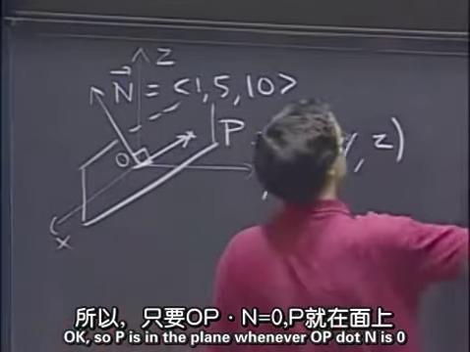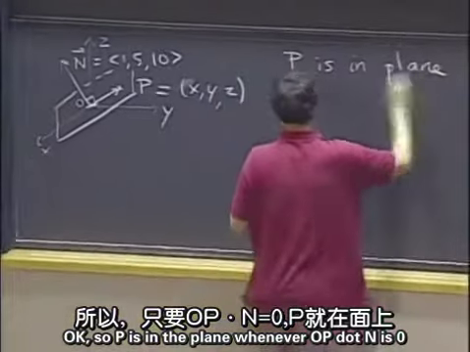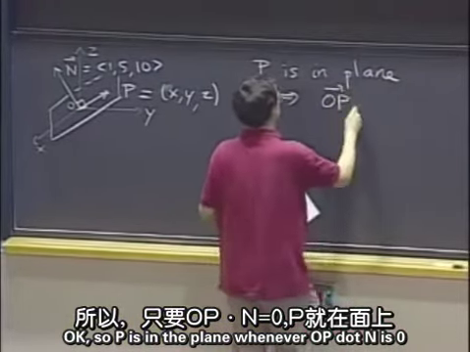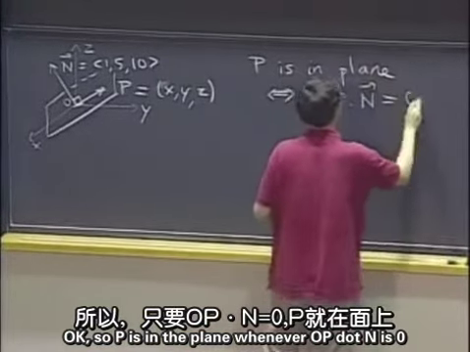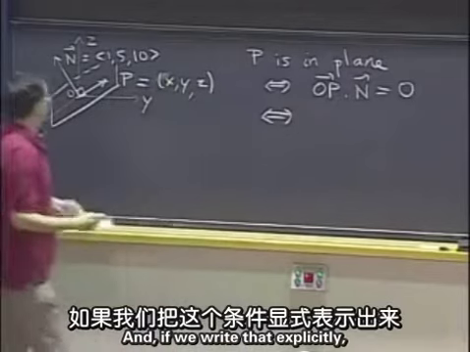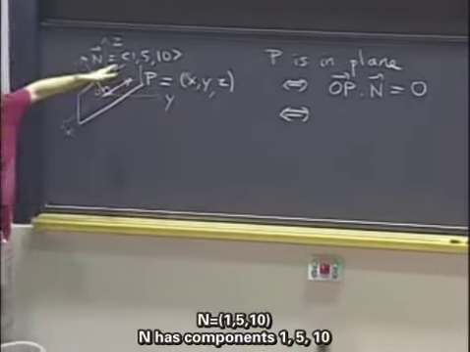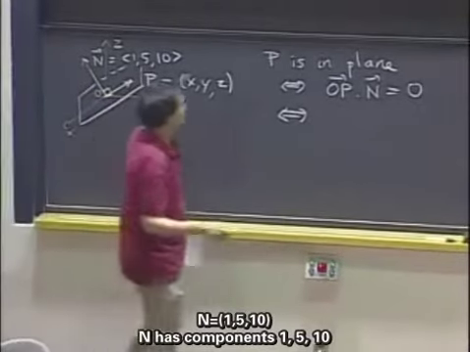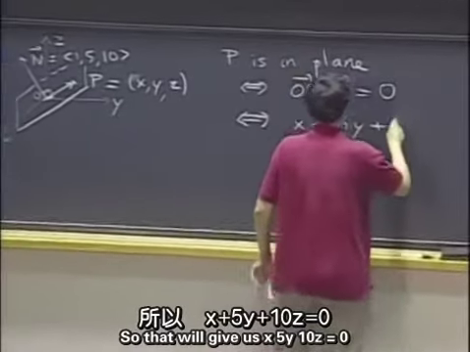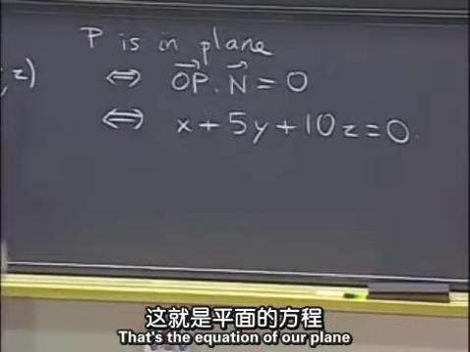Okay. So P is in the plane whenever OP dot n is 0. And if we write that explicitly, well, vector OP has components x, y, z, and n has components 1, 5, 10. So that will give us x plus 5y plus 10z equals 0. Okay, that's the equation of our plane.